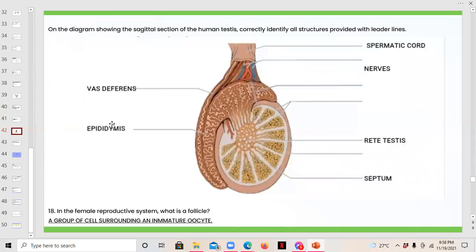On the diagram showing the sagittal section of the human testes, correctly identify all structures provided with leader lines. Our answers are vas deferens, epididymis, spermatic cord, nerves, rete testis, and septums. Number 18. In the female reproductive system, what is a follicle? Our answer is a group of cells surrounding an immature oocyte.